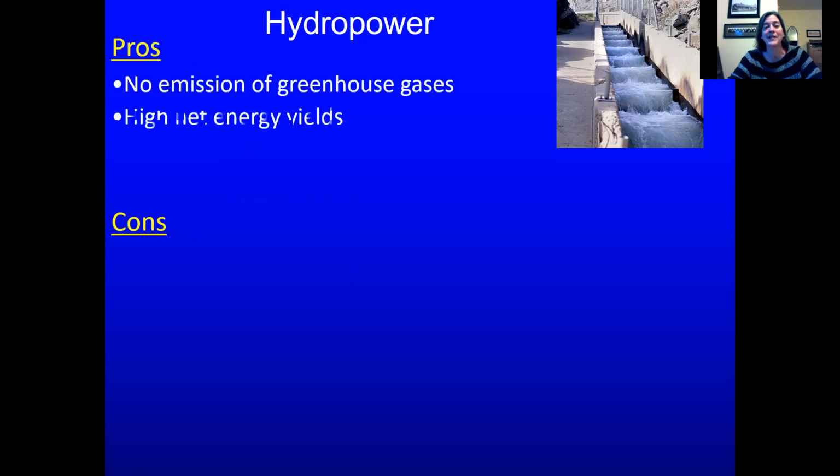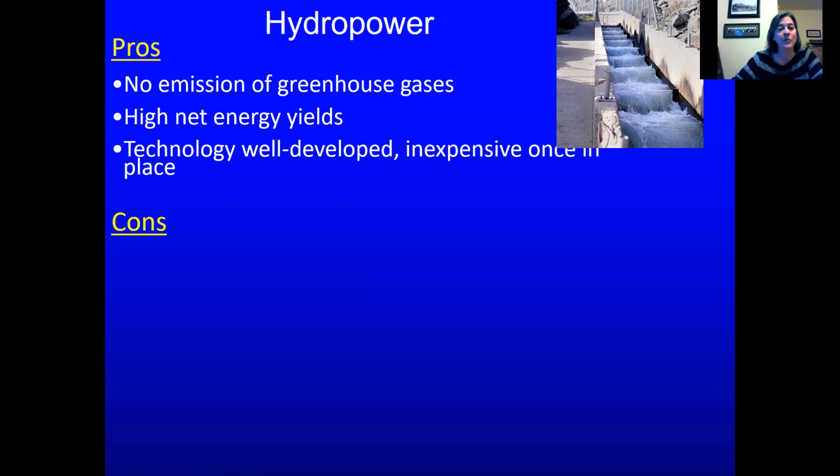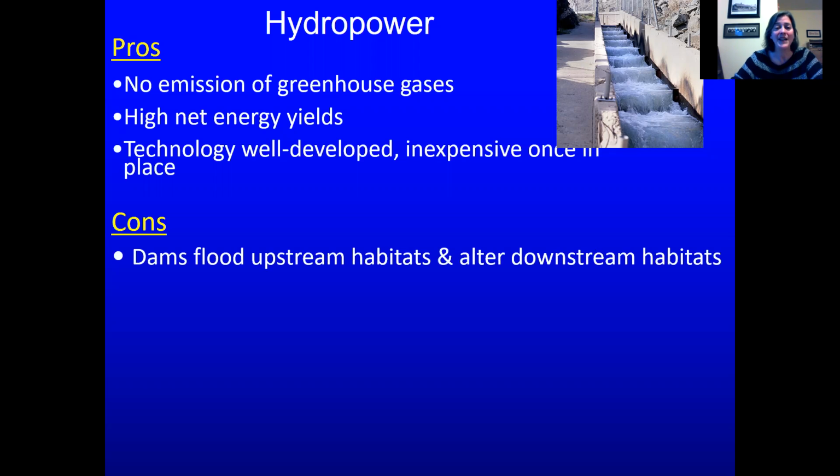So no greenhouse gases, that's great. We get high net energy yields once you build the plant. So it's well developed, inexpensive, and again, once it's in place, building the dam itself and putting it in is like a big project. Cons: you're going to flood your upstream habitats, towns, whatever's up there, and you're going to alter your downstream habitats. In some places where they've put in dams, downstream habitats no longer get needed water or farmland, etc., and then they might go into drought because they no longer have that river water reaching them.